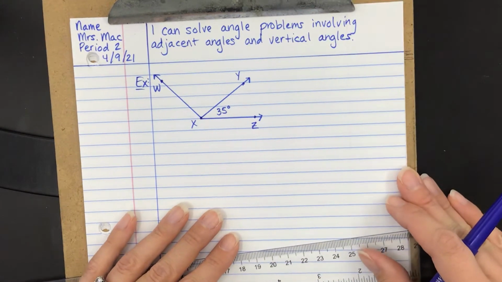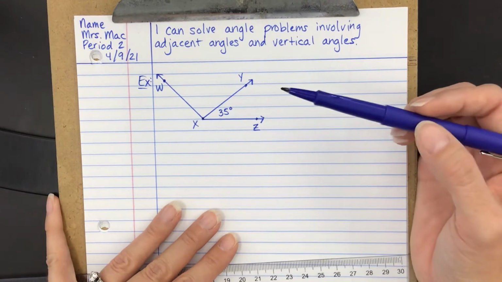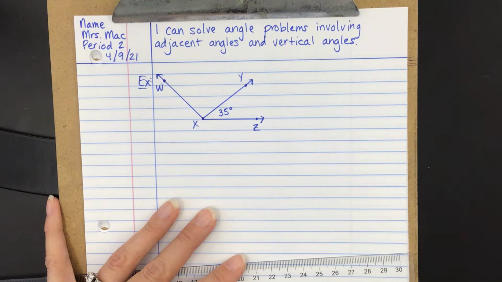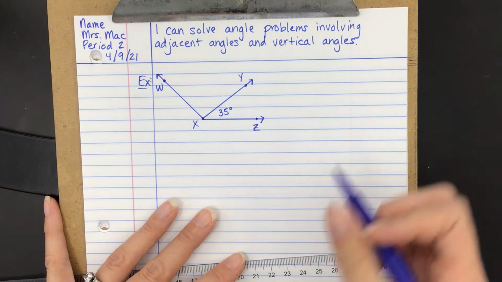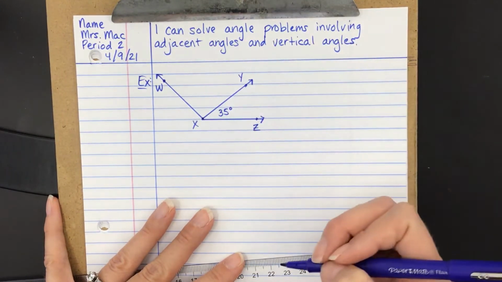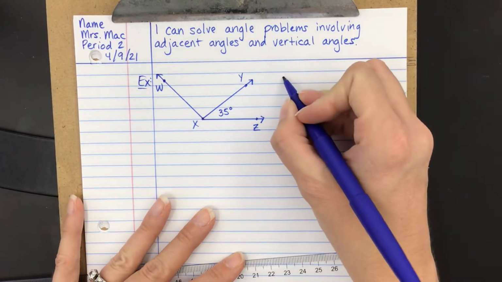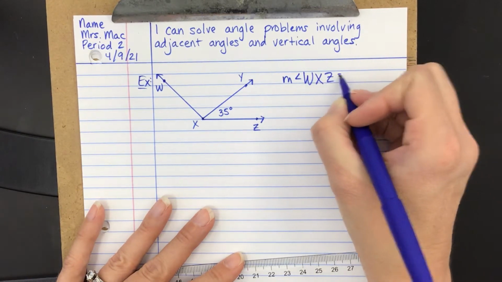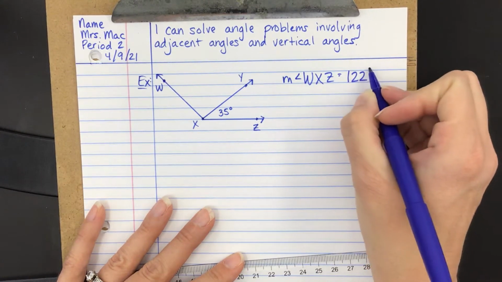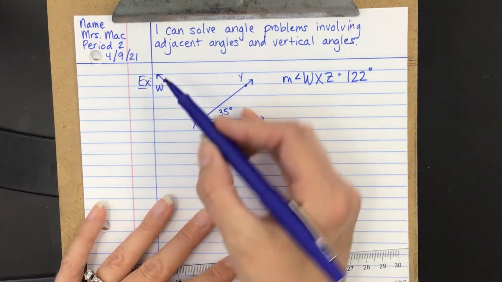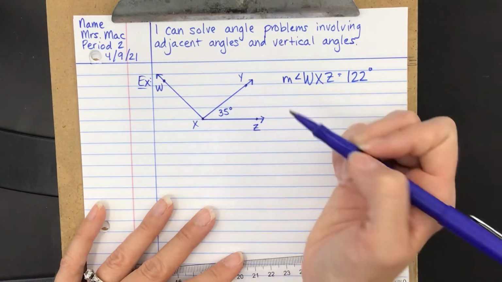Okay, so with supplementary angles, you already know that the whole measure is 180, and the same thing with complementary angles. You know that the whole angle is going to be 90. But in problems like this, you don't know what the large angle is going to be, basically. So in this case, we're going to say that the measure of angle WXZ is equal to 122 degrees, okay? And our goal here is to find the measure of WXY.